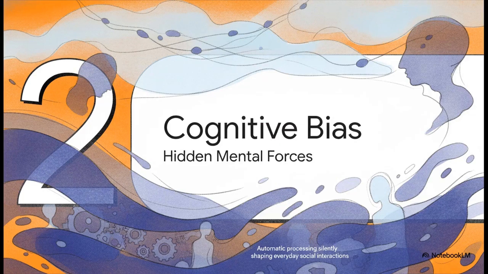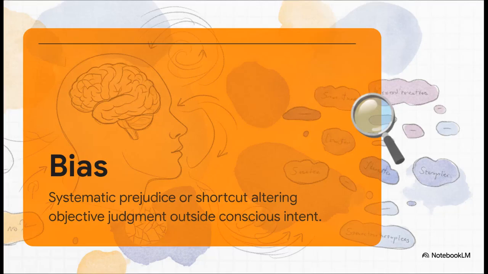Moving down into the next darker layer of our mental stream, we have consciousness and cognitive bias. To understand how automatic processing silently shapes our everyday interactions, we first need to define bias. Bias is a systematic prejudice, preference, or cognitive shortcut that alters objective judgment and decision-making outside of conscious intent. See, the brain is constantly looking for cognitive efficiency. It relies on these rapid, subconscious shortcuts to navigate a complex world.